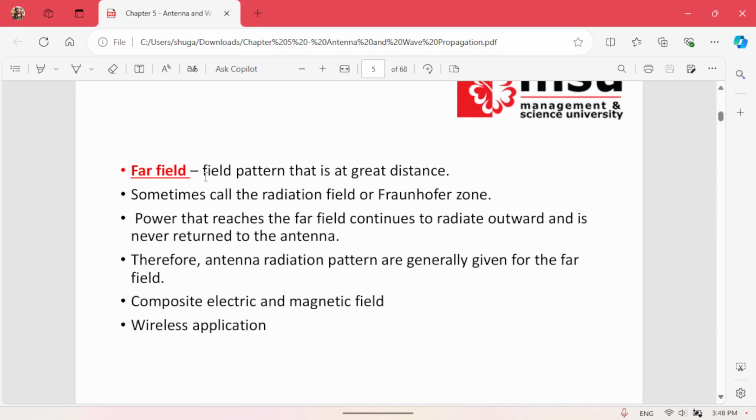Far field is a field pattern that is at great distance, sometimes called the radiation field or the Fraunhofer zone. The power that reaches the far field continues to radiate outwards and is never returned back to the antenna. Therefore, antenna radiation patterns are generally given for the far field.